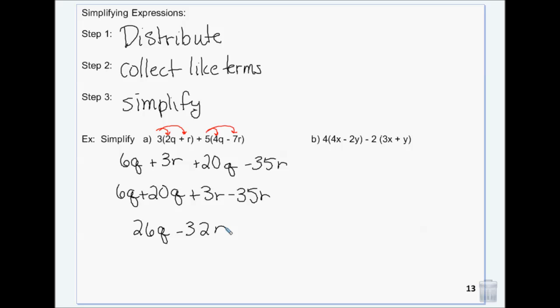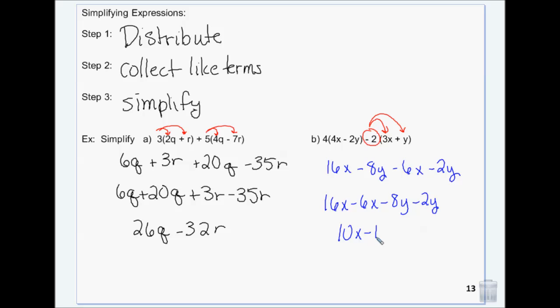Now, one thing, be careful, -2. You are not distributing a 2, you are distributing a -2. So be really careful about that. So the negative has to go to both. So I have 16x minus 8y minus 6x minus 2y. So it's -2 times 3x, -2 times y. So that's 10x minus 10y.